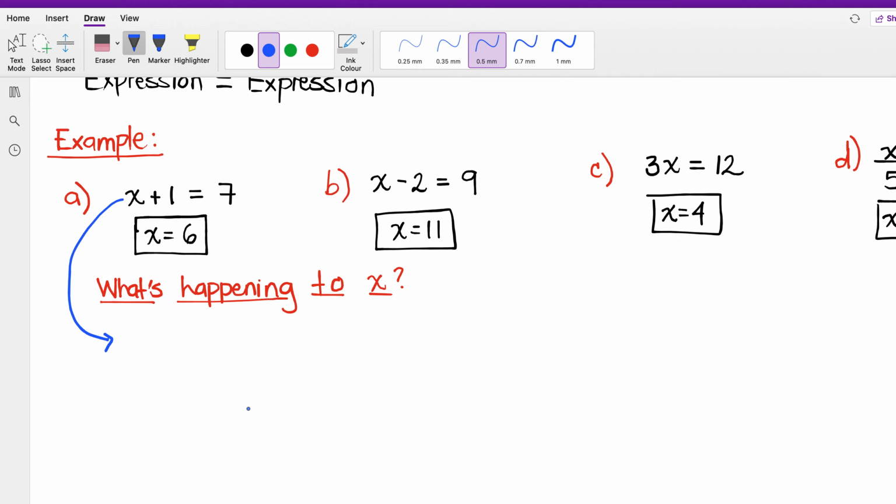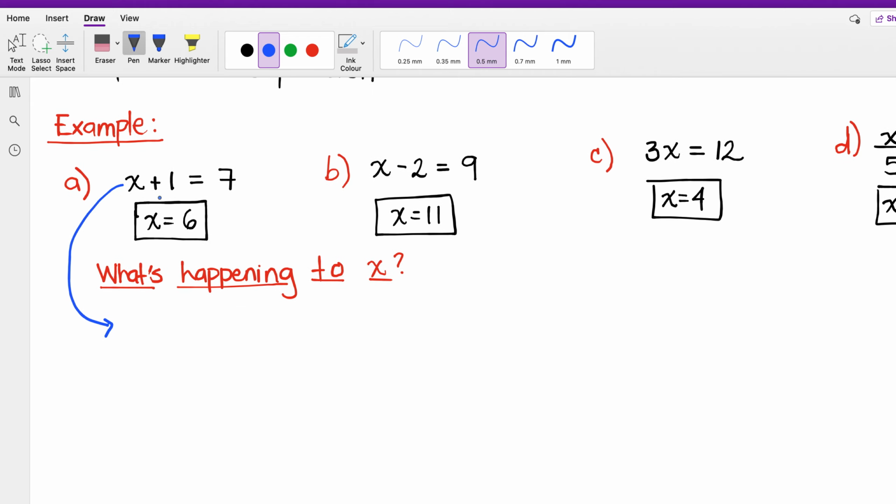We call them one-step equations because there is only one operation that is happening to x. So what is happening to x? I'm adding 1 to x. Agree? I had x and I'm adding 1. What is happening here to x? I am taking away 2.